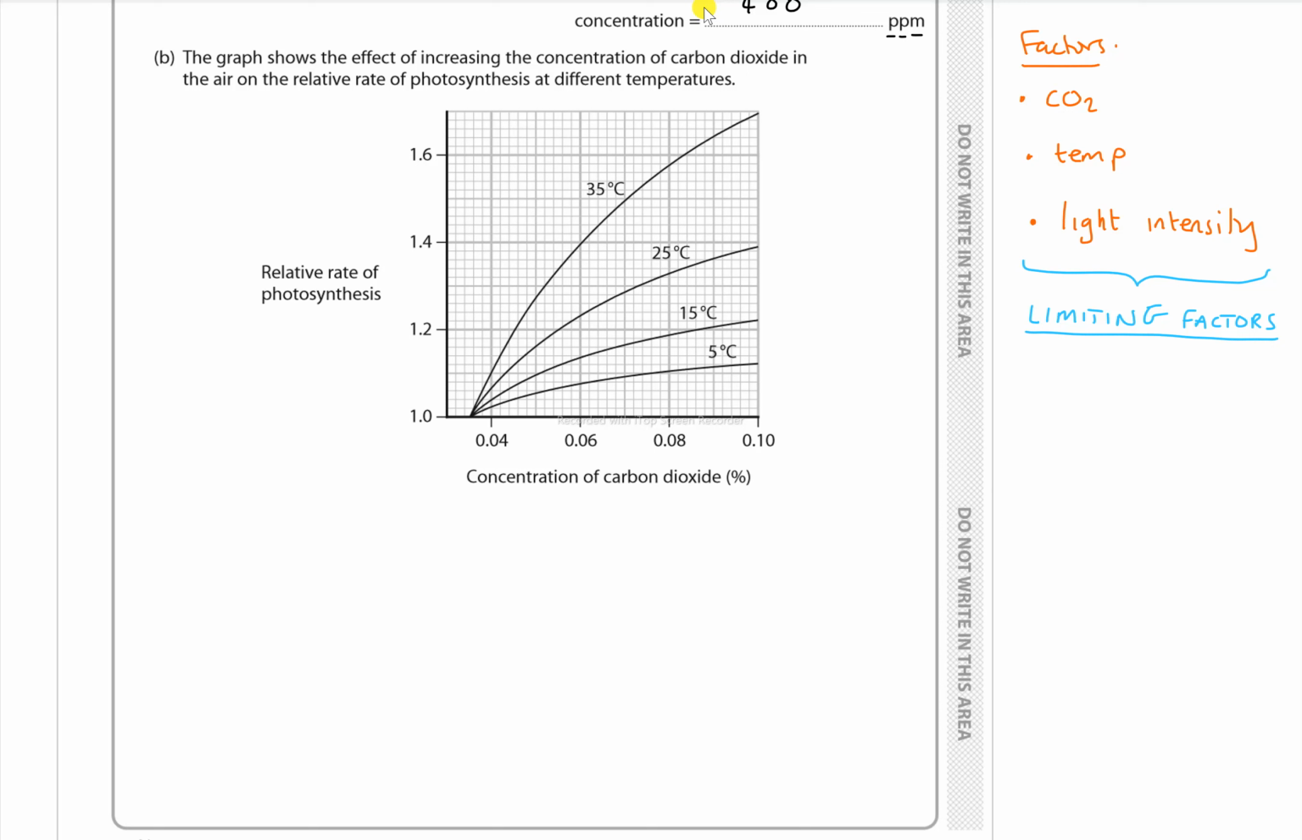Right, the graph shows the effect of increasing the concentration of CO2. So as the concentration of CO2 increases, the relative rate of photosynthesis goes up. And have you noticed, there's 5 degrees and there's 35 degrees. So the rate of photosynthesis goes up as temperature goes up. And then it'll get to a point where it'll stop having an effect.